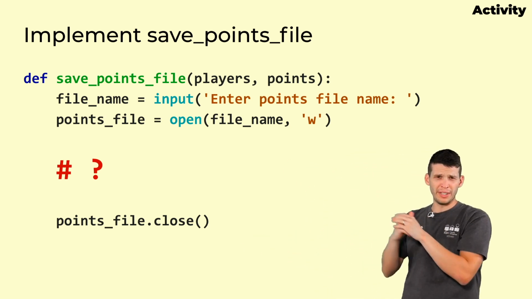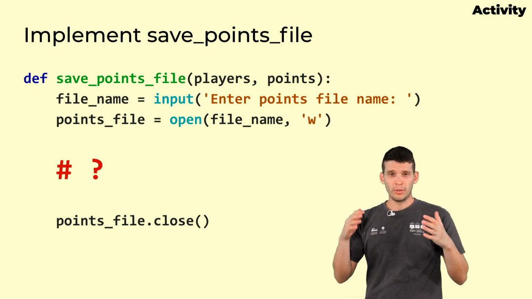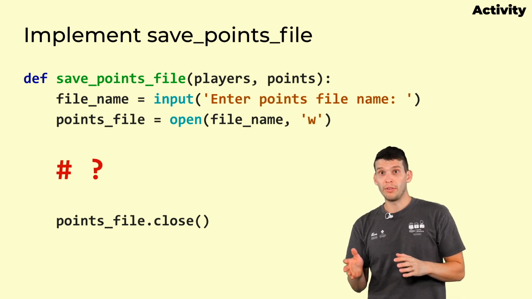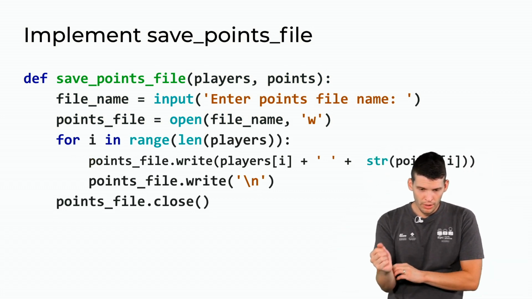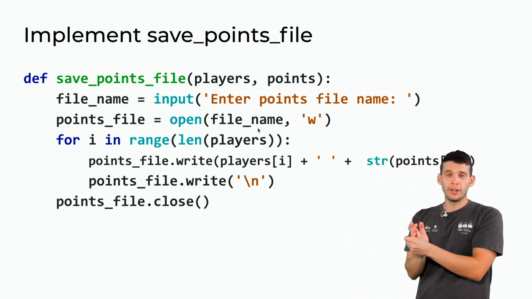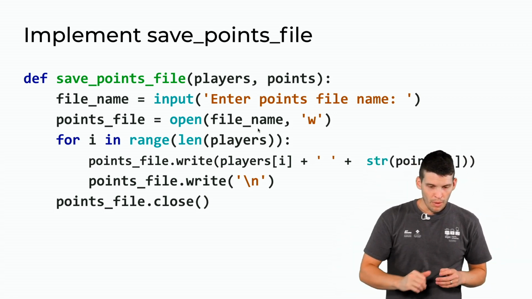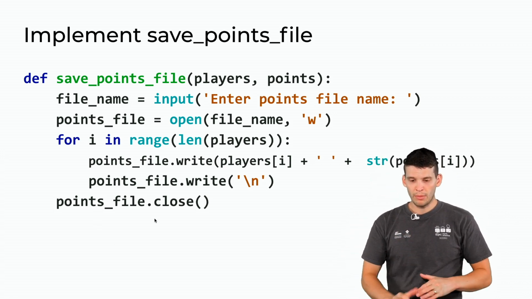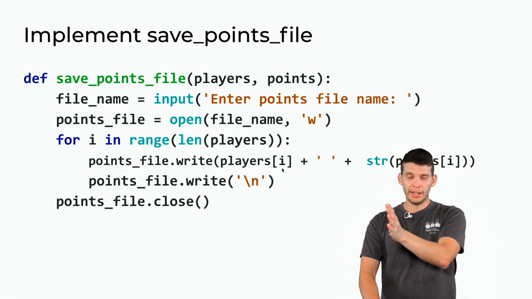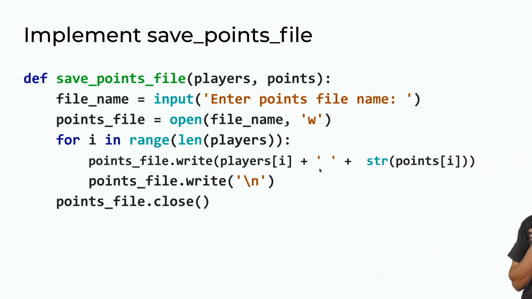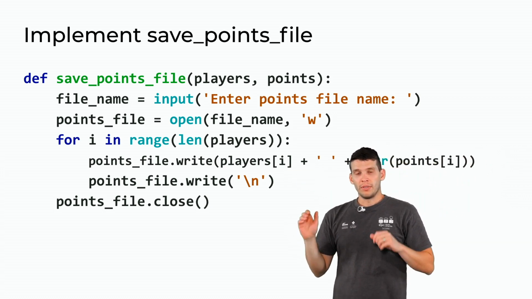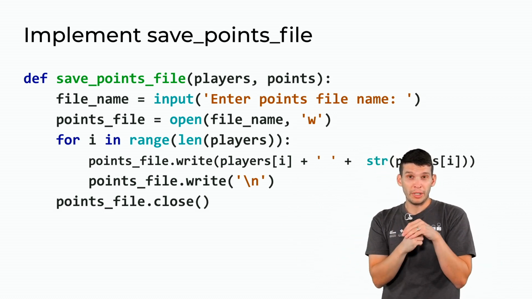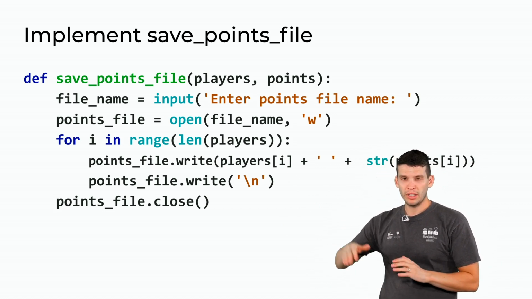So now, what do we have to do in between to actually get player name and points written to the file? Well, one way to do that is with a for loop, right? So we can iterate over the indexes of every player, regardless of how many we have. And what we would do is call file.write, and we want to have the player name at that index plus a space, and then the points for that player. And we want to make sure we convert it to a string, because we're using string concatenation to put these strings together. And then, of course, in order for these to show up on separate lines, we want to make sure we have a newline written.